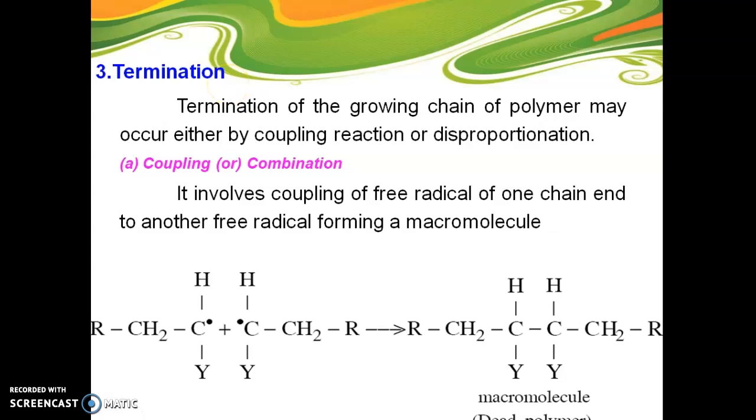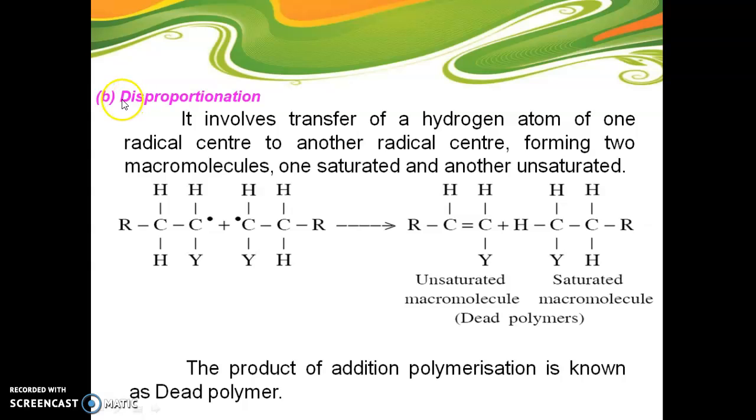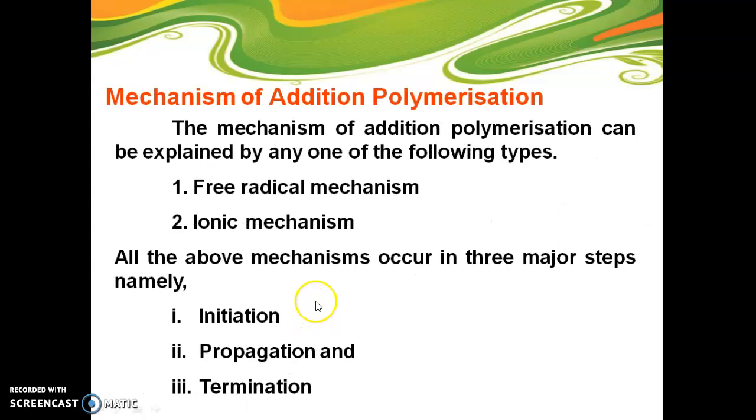The chain is terminated by two methods. The first method is coupling. It involves the coupling of the free radical of one chain with another free radical, forming a macromolecule. In this way the two free radicals combine and form a macromolecule, which is a dead polymer. The other method is disproportionation. It involves transfer of a hydrogen atom from one free radical center to another free radical, forming two macromolecules, where one is saturated and the other one is unsaturated. Like this it is formed. The product of addition polymerization is known as a dead polymer.